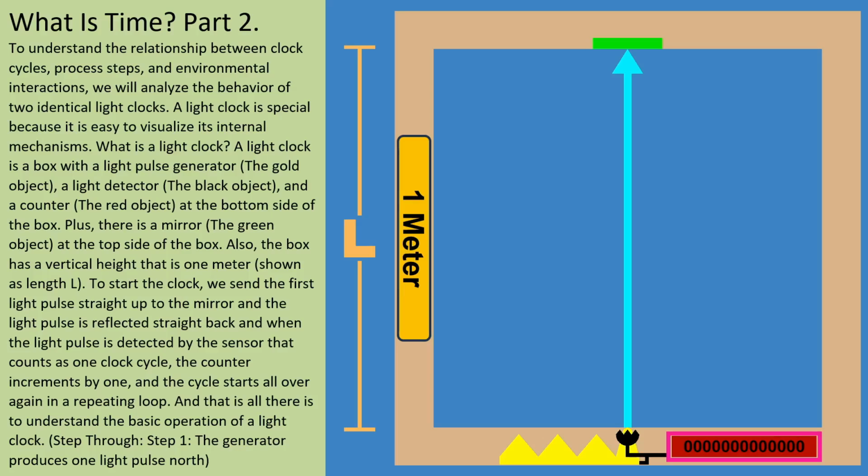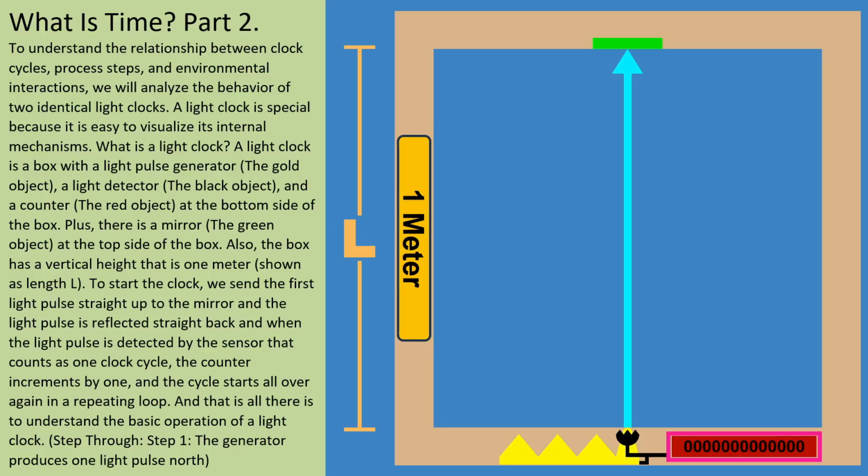What is a light clock? A light clock is a box with a light pulse generator, a light detector, and a counter at the bottom side of the box, plus there is a mirror at the top side of the box. Also, the box has a vertical height of 1 meter, shown as length L.